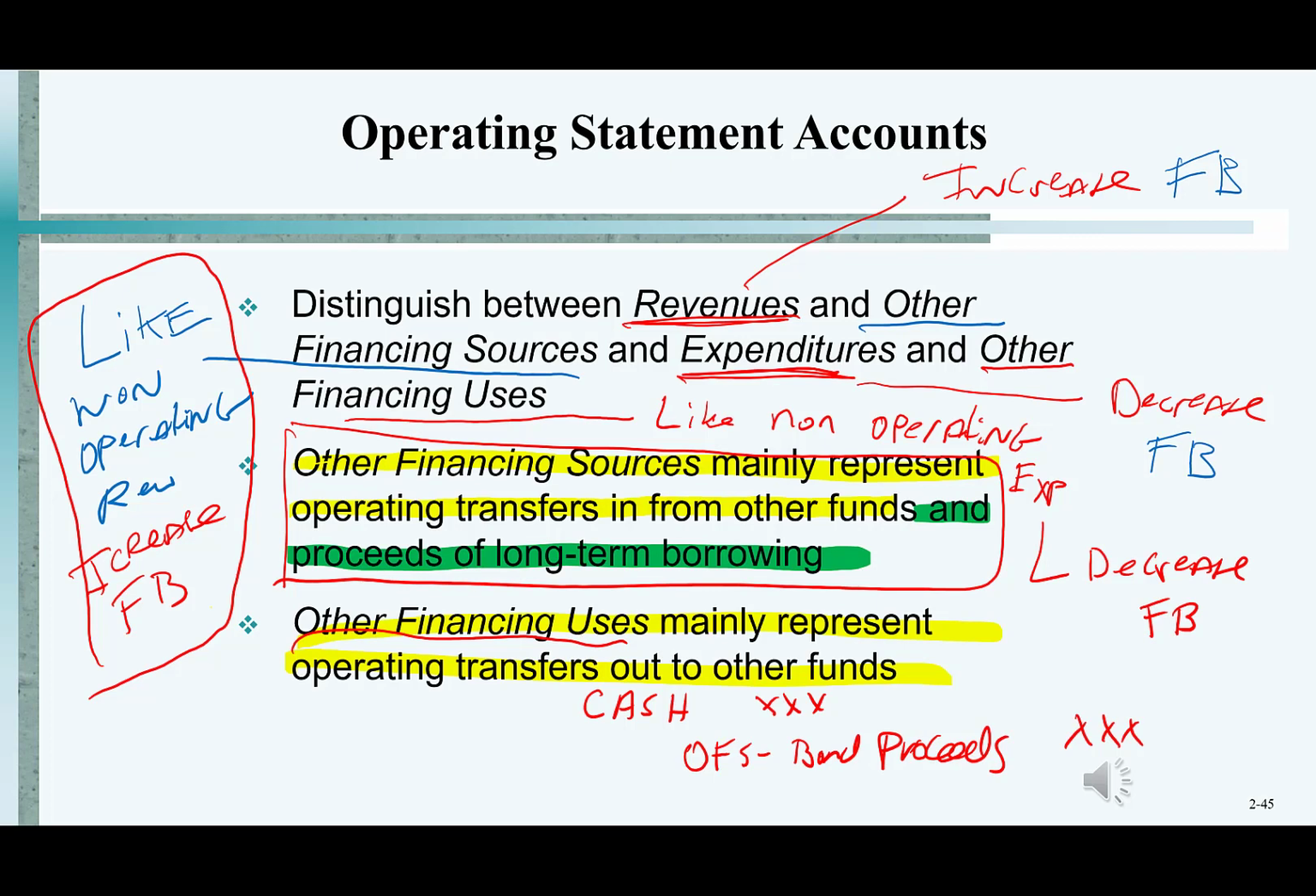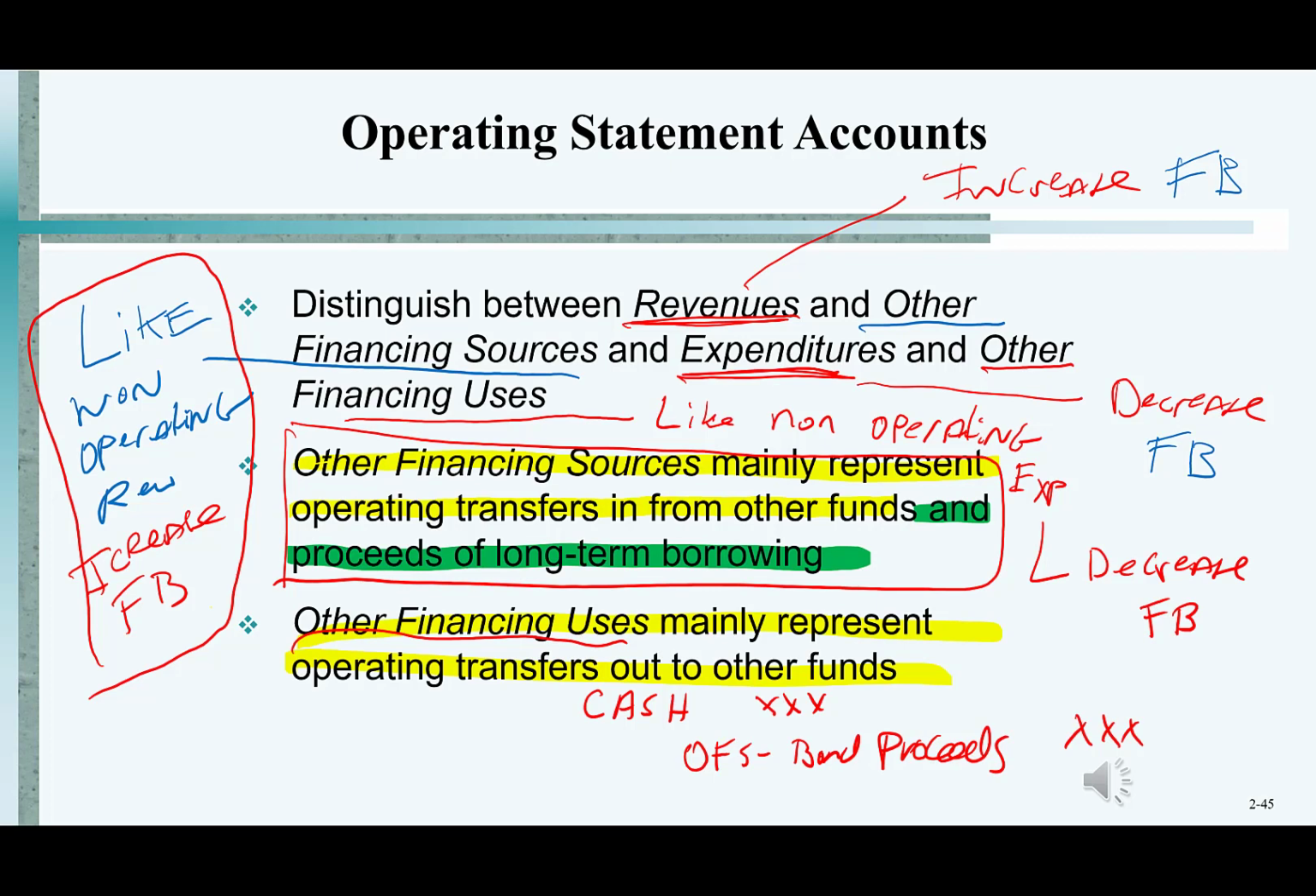Retained earnings is like fund balance, isn't it? Fund balance is like retained earnings, isn't it? So that means that revenues will increase fund balance, just like revenues increase retained earnings, don't they? Okay. Expenditures will decrease fund balance, just like expenses decrease retained earnings, right? With me so far? So we've got revenues, we've got expenditures.